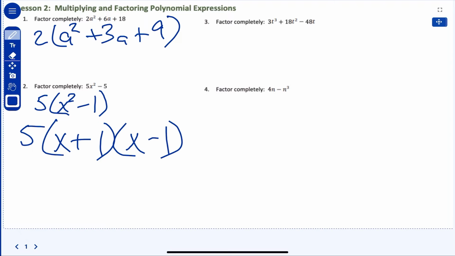Now, number 3. What do we got? Yes, 3t. T for all of them. There's a t in every one of them. Now, if we factored out 3t, what's this one going to be? T squared plus t minus 16?